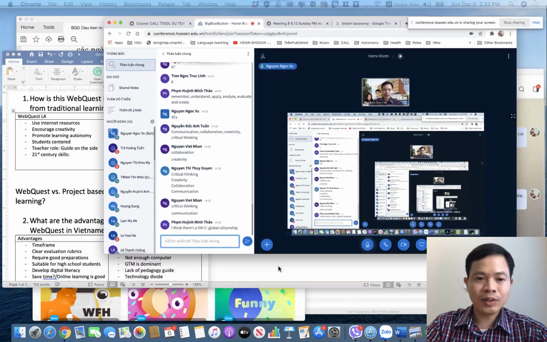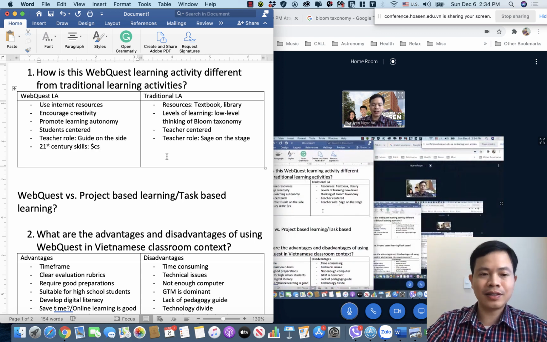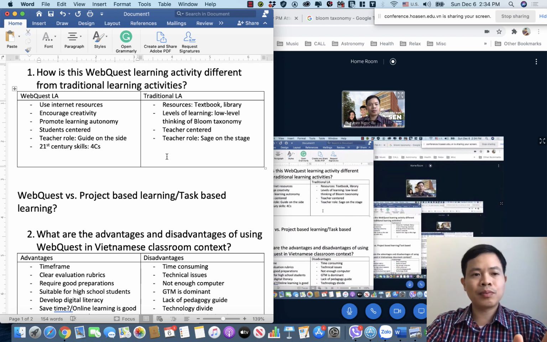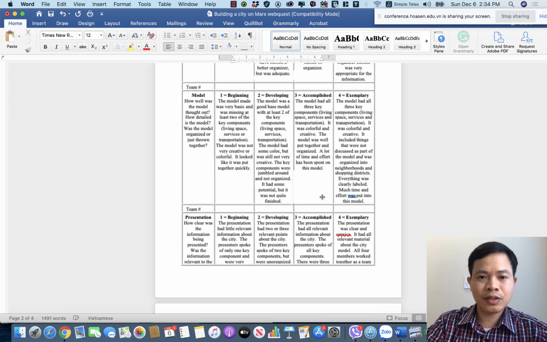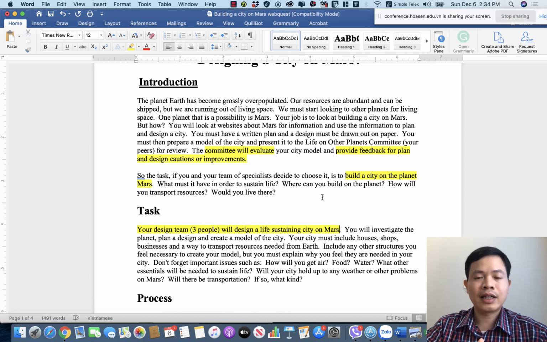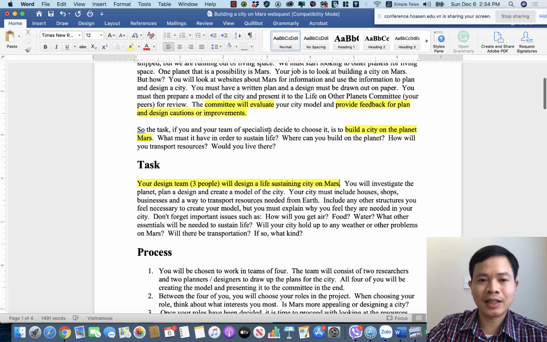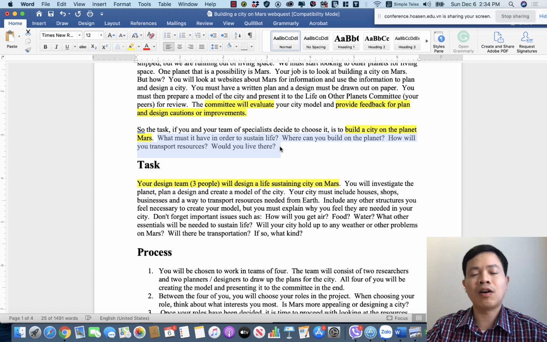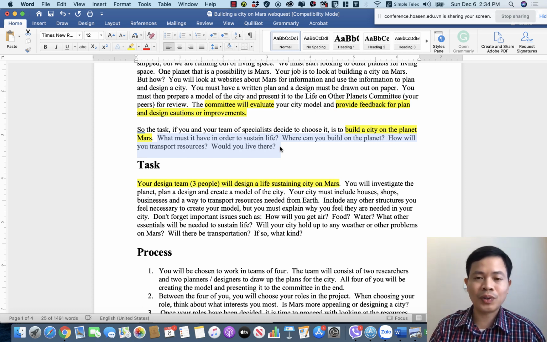So, going back, I still put the 4 C's here. Most important, in the WebQuest learning activity, there is a lot of focus on those high level thinking skills and 21st century skills, like group work, creativity, collaboration, and communication in group work and presentations, and critical thinking, like how can we survive on Mars, what makes the difference between a city model on Earth and a city model on Mars.